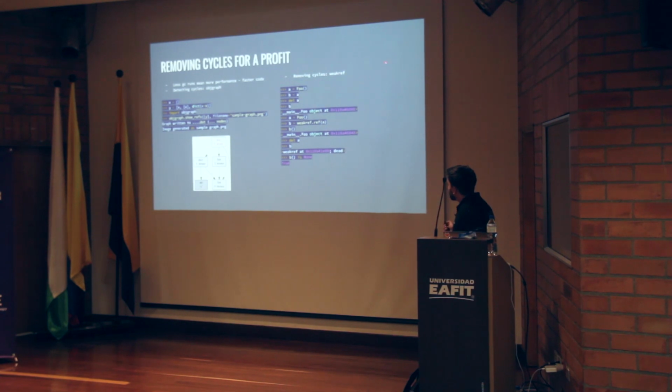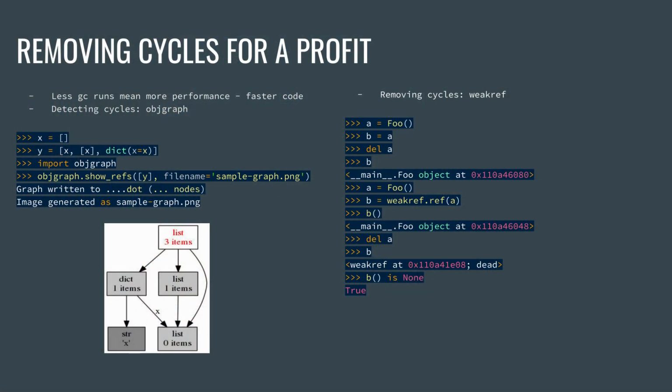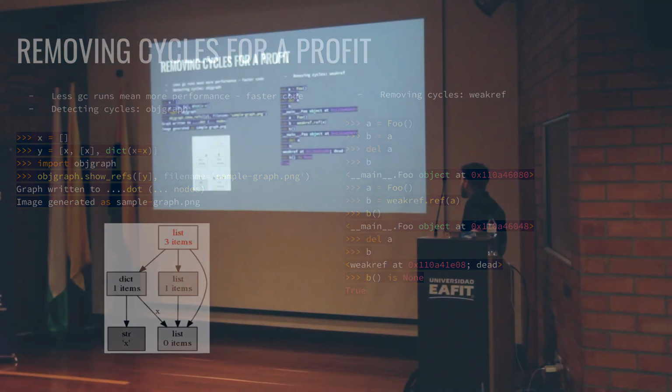And here is what weak reference does. This is a cyclic reference. You can see that you assign the A object to B, but when you delete A, B is still pointing to the foo object. So it's not dereferenced, and therefore it's not garbage collected.